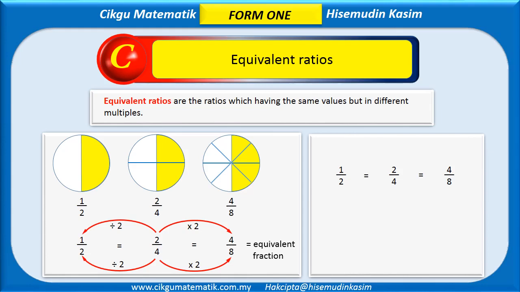We can use these relationships to convert the fractions to the form of ratio. 1 over 2 is the ratio of 1 to 2, 2 to 4, 4 to 8. That is, we call them equivalent ratios.